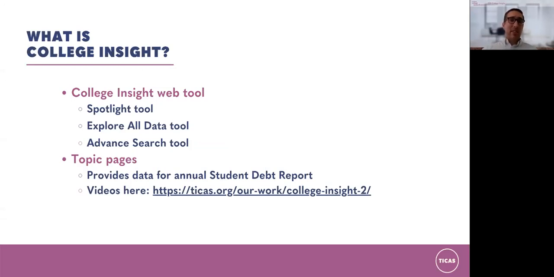So there's three main sections to the site. We have the Spotlight tool that's geared a little bit more towards consumers. There's Explore All Data, which is a little bit more advanced. We've also included some advanced search functions, and we added that in back in May of this year, and we'll touch on those during the demo.